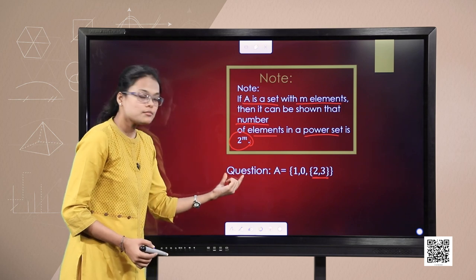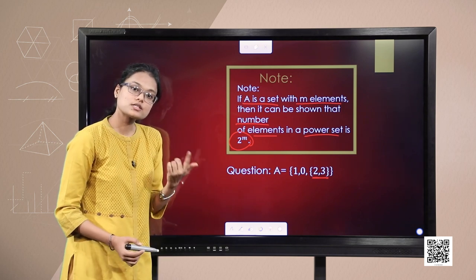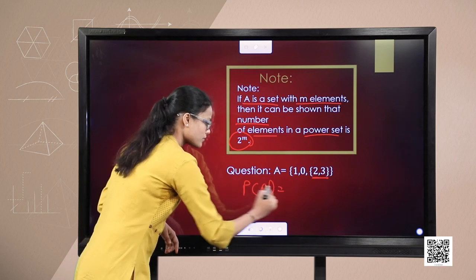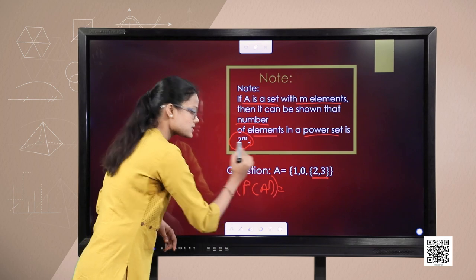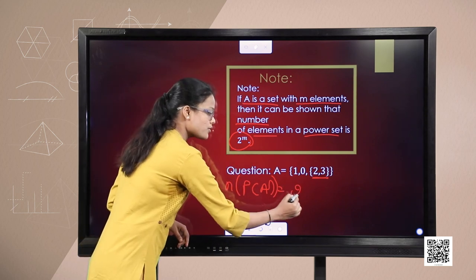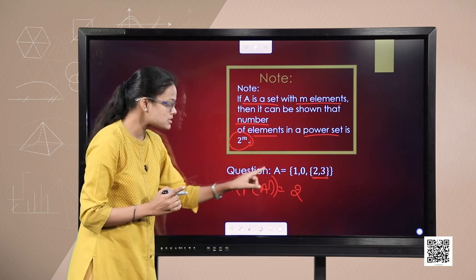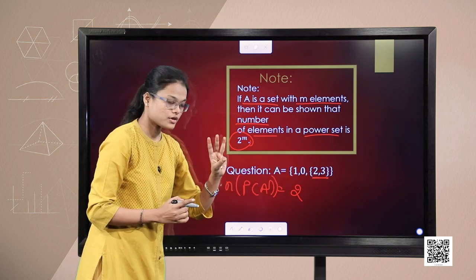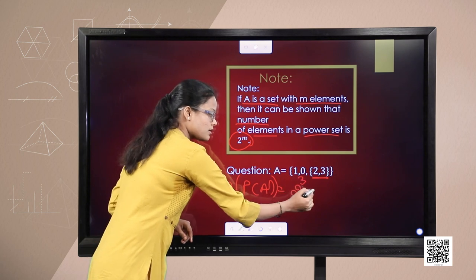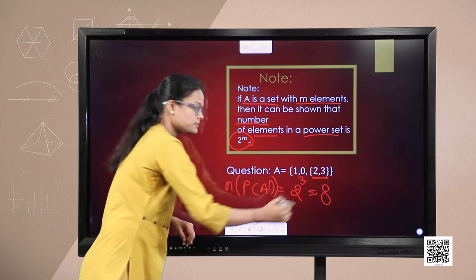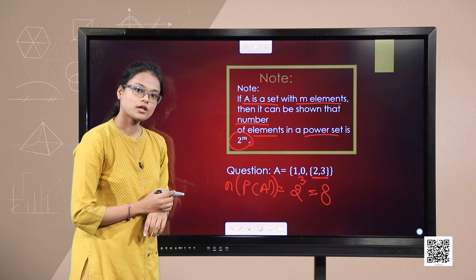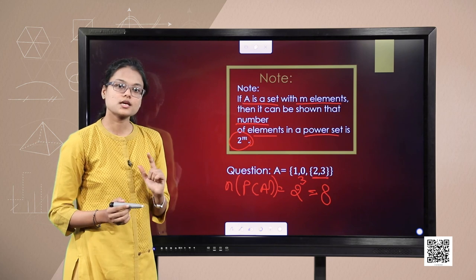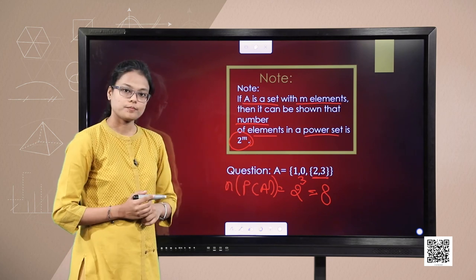So, how many elements will be there in its power set? P(A), number of elements in its power set, is 2 raised to power the number of elements in the set A. How many elements are there? 3. So, 2 raised to power 3, which gives us 8. Okay? Now, this is an exercise for you to find all the subsets of the set A.